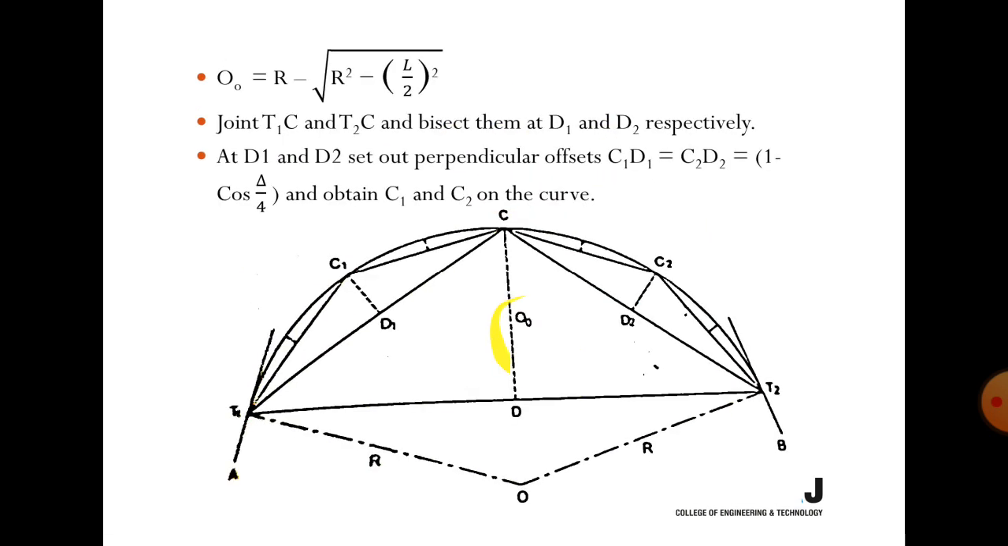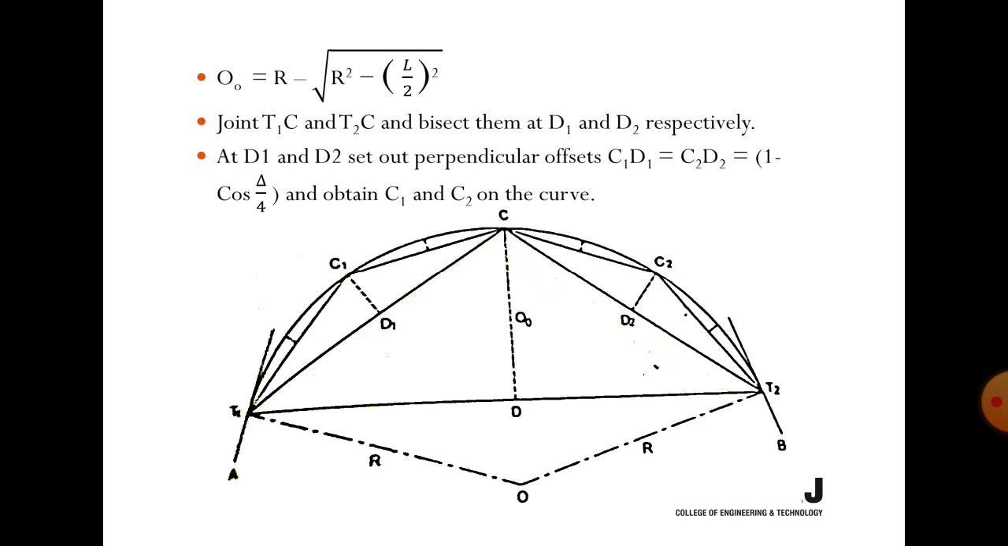Now the OO value is equal to the total radius R minus the square root of R square minus (L by 2) square. So join T1C and T2C.